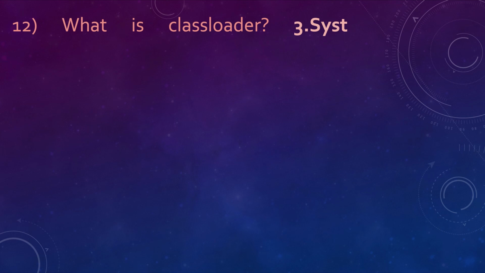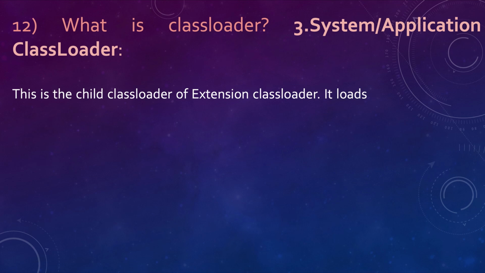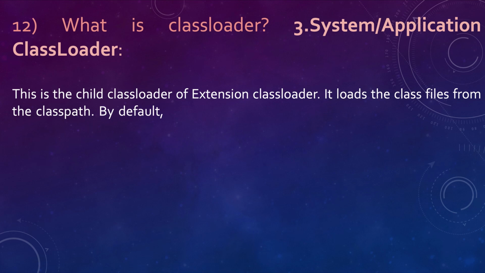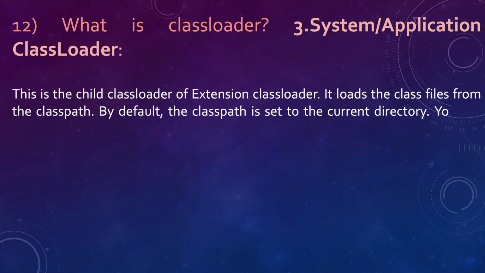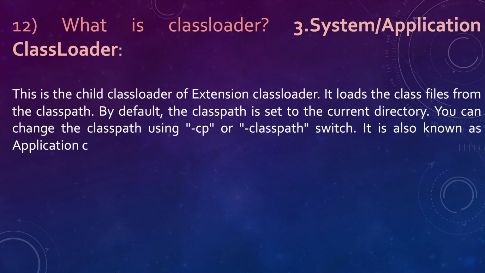Third one, system application class loader. This is the child class loader of extension class loader. It loads the class files from the class path. By default, the class path is set to the current directory. You can change the class path using the cp or classpath switch. It is also known as application class loader.